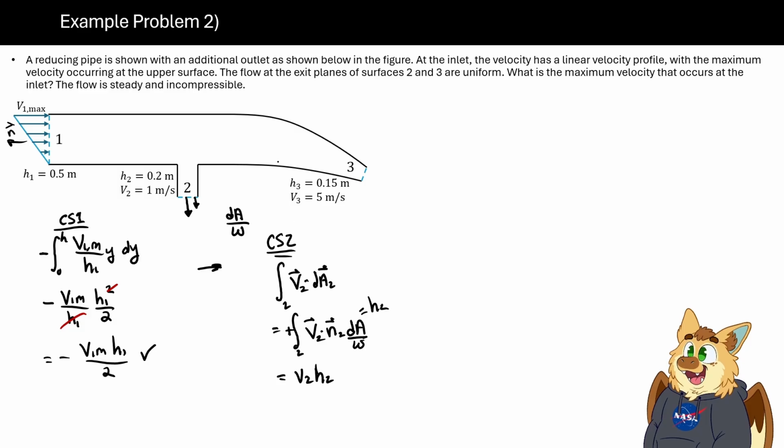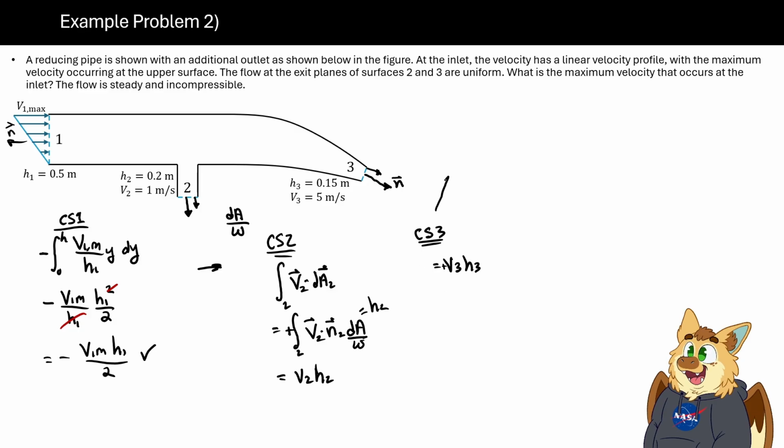And then if you do the exact same thing that we just did, you'll end up getting that CS3 is just equal to v3 times h3. Literally the same process we just did for this, but in this case, the unit normal vector is coming at a slight angle, but so is the velocity. So the angle between them is still 0 degrees, and you have a positive value here.